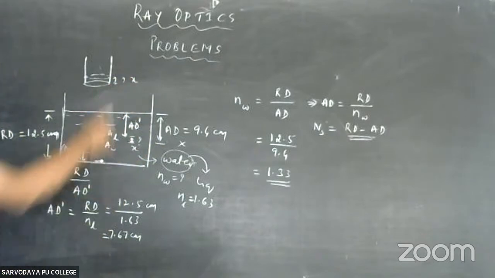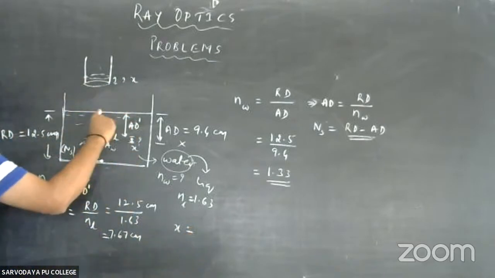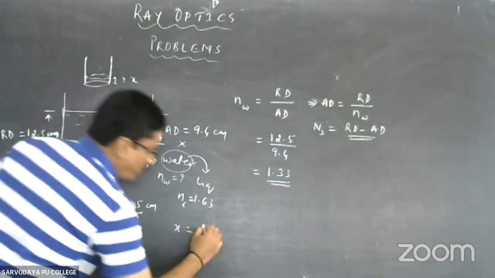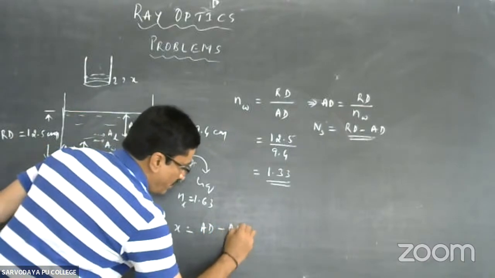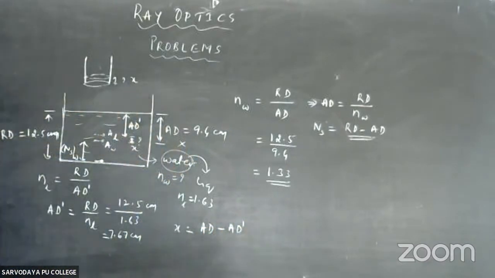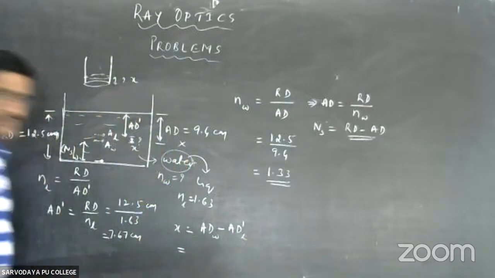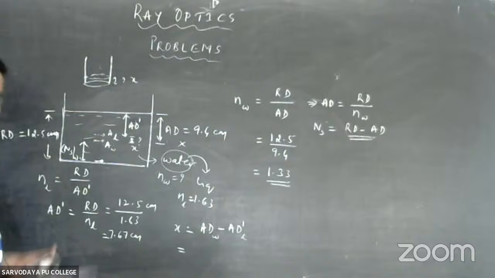And therefore, from the diagram it is clear x is equal to, just observe here, apparent depth corresponding to water minus apparent depth corresponding to liquid. I'll write W also so that you can easily understand. Apparent depth corresponding to water minus apparent depth corresponding to liquid. The difference we have been asked to calculate in this textbook problem.